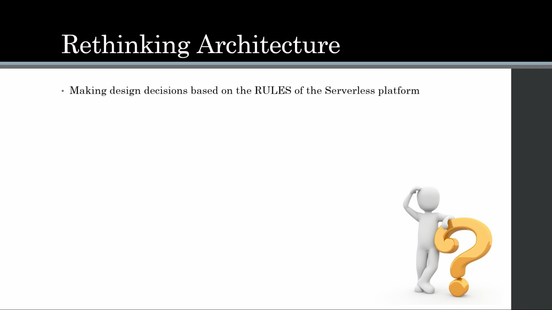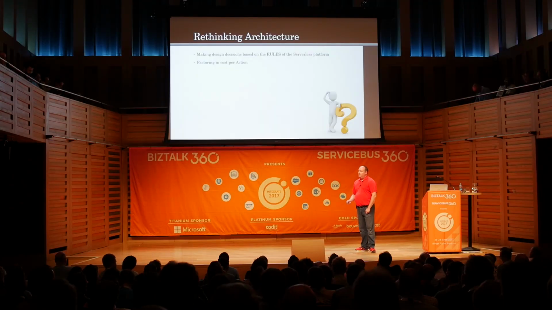So we understood our rules of BizTalk Server pretty good. They were pretty lax. We could kind of do what we want. But now whatever we build has to run on somebody else's platform, so we have to follow their rules. Furthermore, we now have to factor in the cost of what we're doing in their environment.